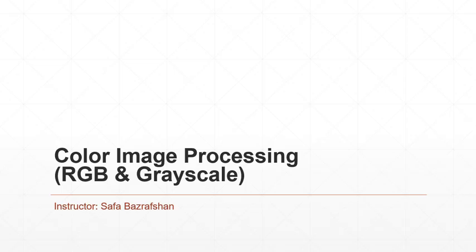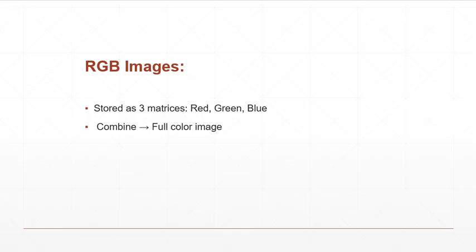In this video, we learn about color image, how to split RGB channels, and how to convert to grayscale. Unlike grayscale images, which need only one matrix, a color image is composed of three matrices: red, green, and blue. When combined, these matrices create the full color image.